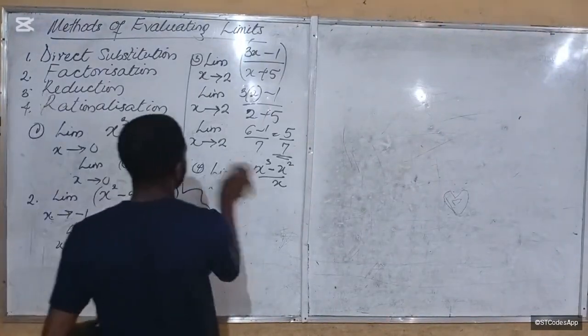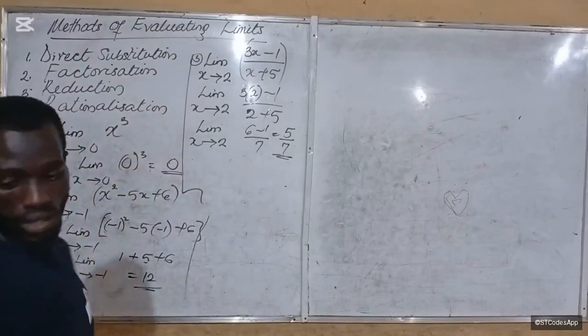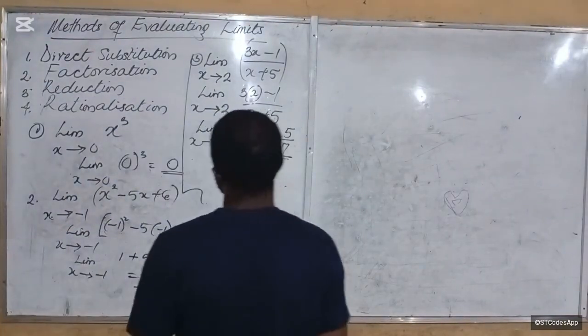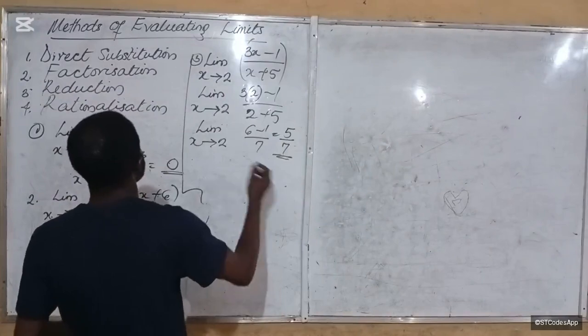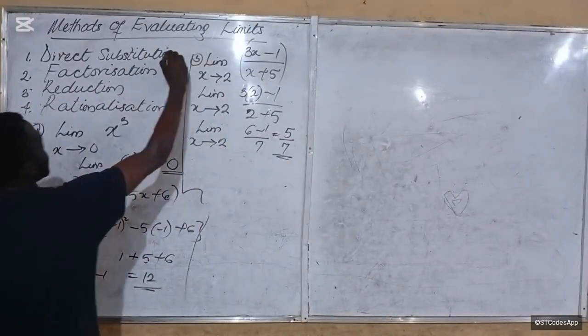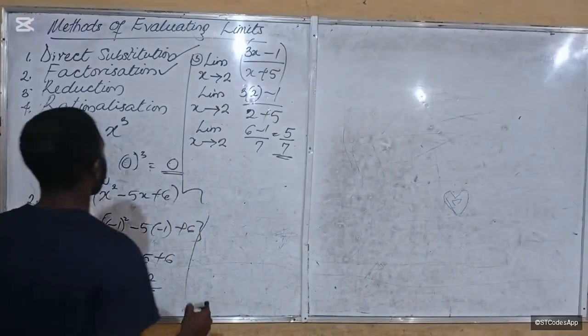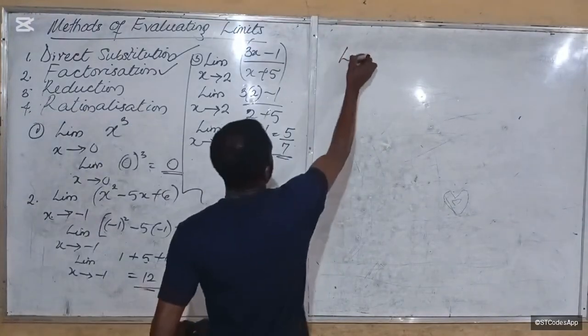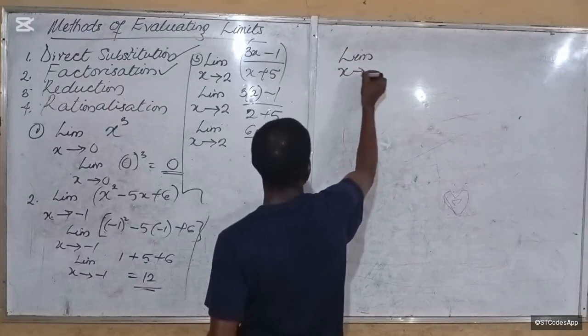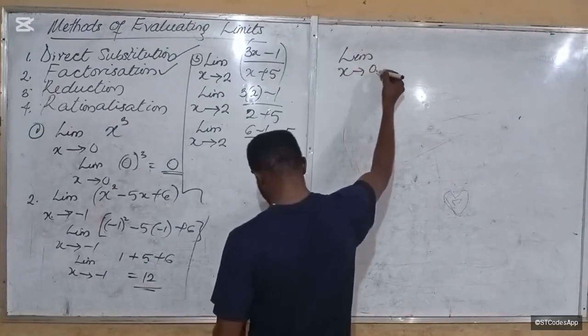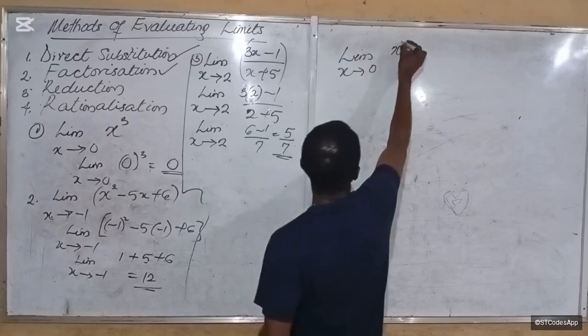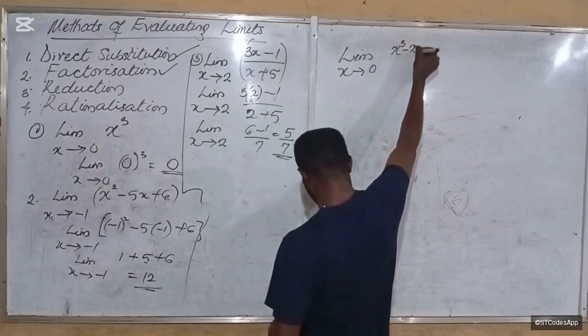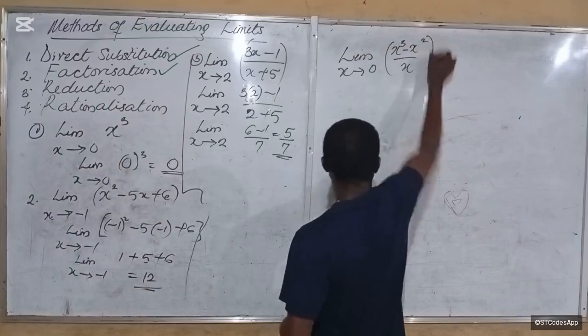So let's go to method 2 now. You see that in the first method we basically substituted directly. Now let's go to the factorization method. The question says the limit as x approaches 0 of x cubed minus x squared over x.